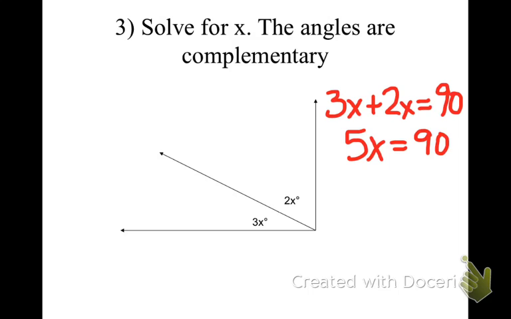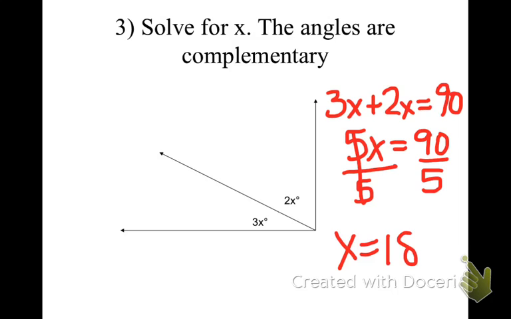If 5x is equal to 90, we know that 5 times a number equals 90. We can undo the multiplication through division, and we find that x is equal to 18. Now that's not a measure of degrees. It's simply what that variable is. We know that 3 times x, or 3 times 18, would give us the degrees, and then 2 times 18 would give us the other. And if we actually substituted in those values and added together, we would get 90 degrees.